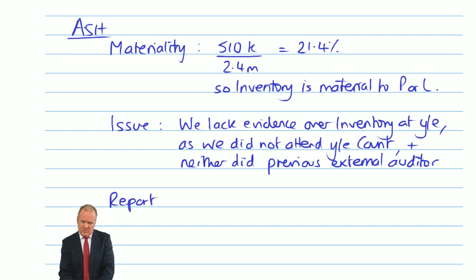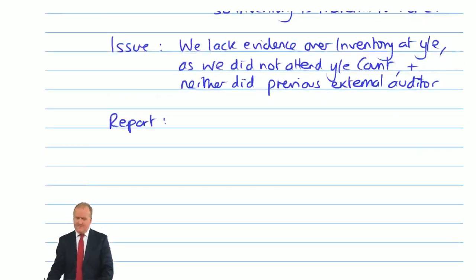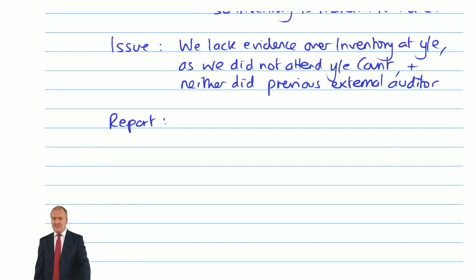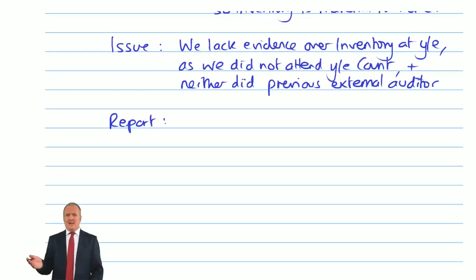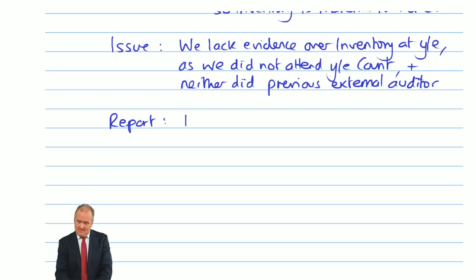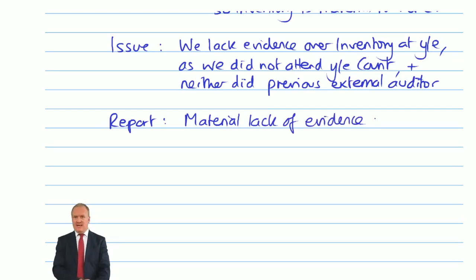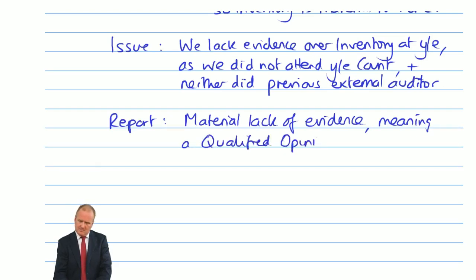I'm going to go for the audit report next because I think that's easier than working out a procedure that might be done in this situation. If you lack evidence over one material item in the accounts, then you have a material lack of evidence, meaning, yet again, a qualified opinion, except for.